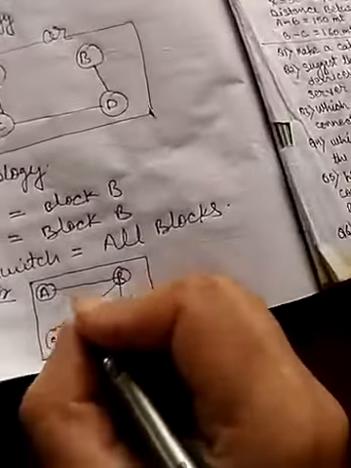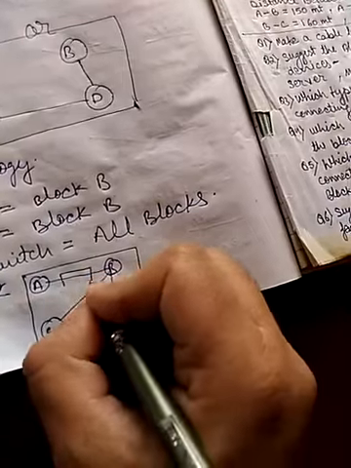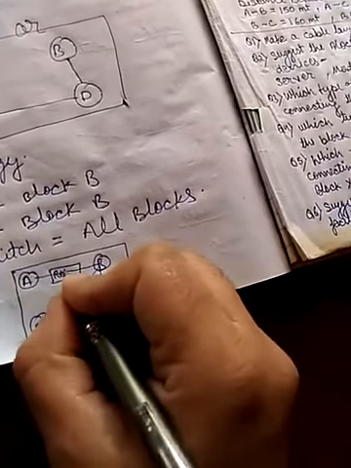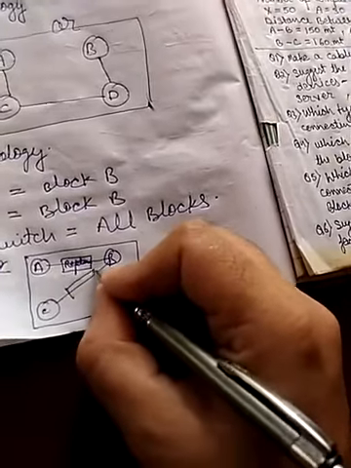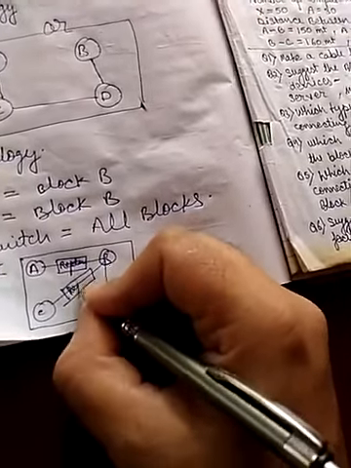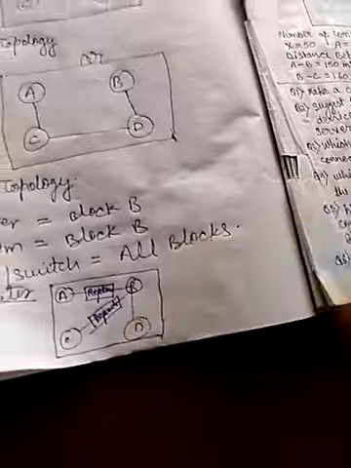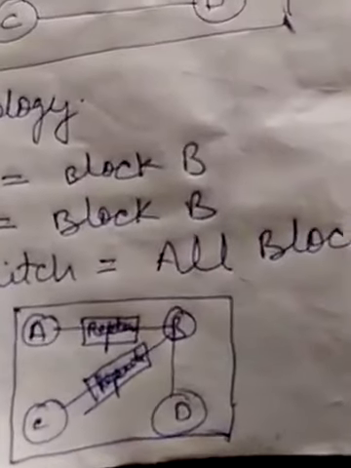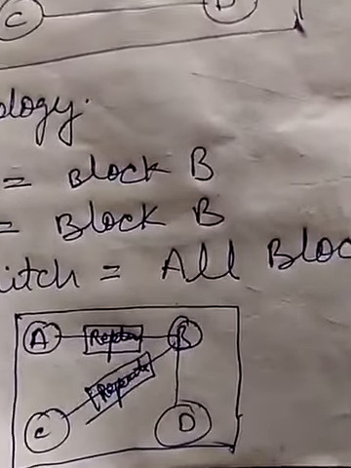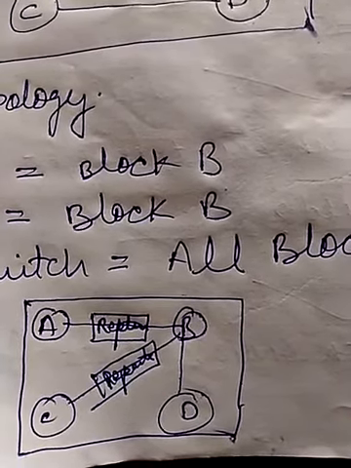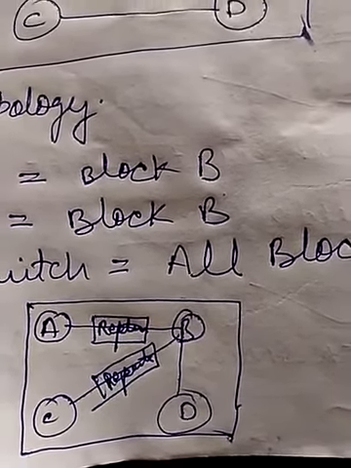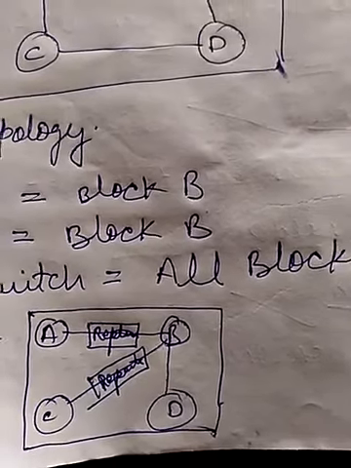So we will do it like this. Here we will mark it repeater, and here we will mark it repeater. So the repeater will be placed in between block A and B and in between block B and C, because here the distance is more than 100 meter.